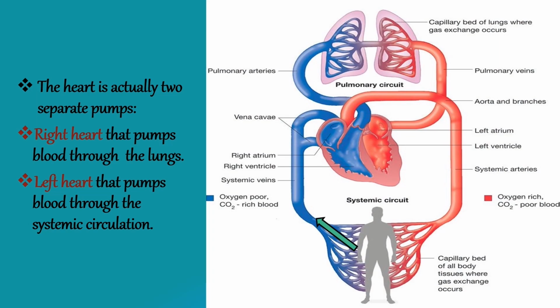Deoxygenated blood, or carbon dioxide-rich blood, travels from the body to the right side of the heart, and from the right side of the heart to the lungs to receive oxygen and release carbon dioxide. This oxygenated, or oxygen-rich, blood returns to the left side of the heart and is then distributed throughout the body again to meet the needs of the body's organs.